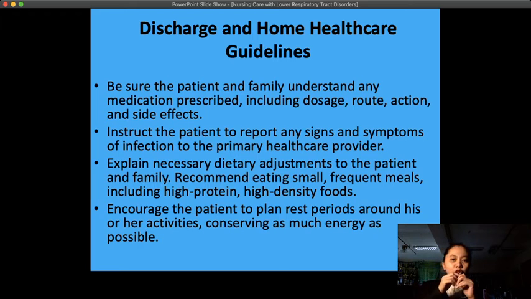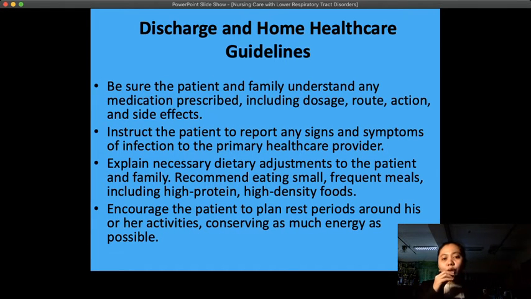Okay? So discharge and home healthcare guidelines. Be sure that the patient and family understand any medication prescribed, including dosage, route, action, and side effects, because this is a very challenging part, class, especially if your patient's significant others are very meticulous. They will always ask, what is the action of the drug? Para saan ang ini-inject mo sa pasyente ko? Ano ang dosage, ano ang route, ano ang action, ano ang side effects.